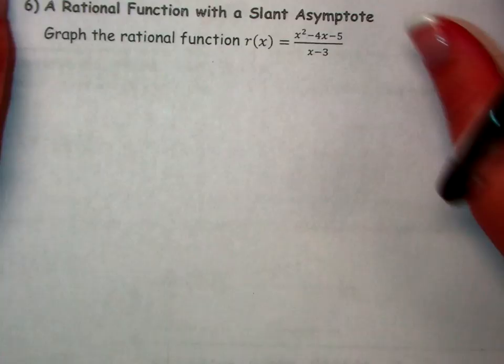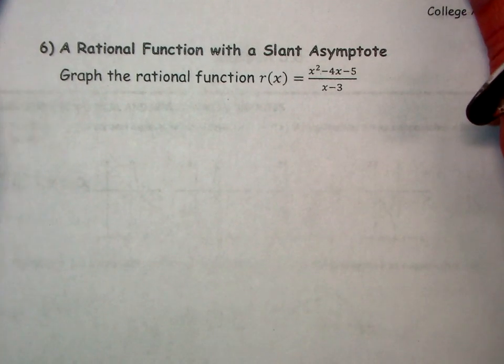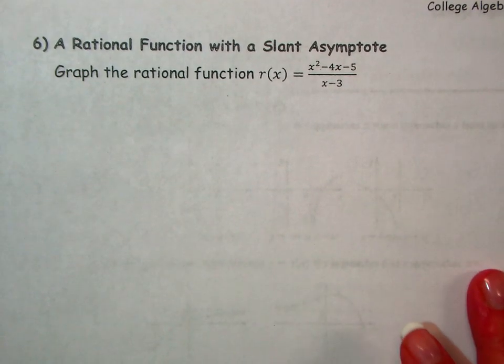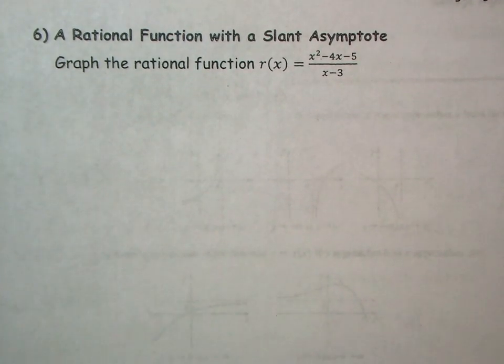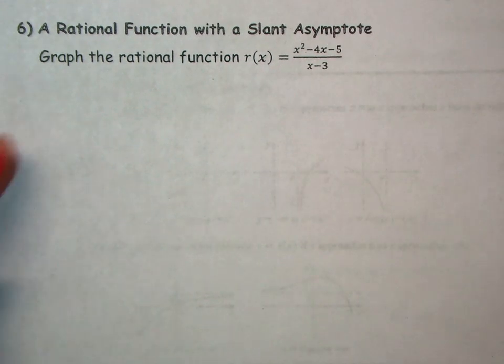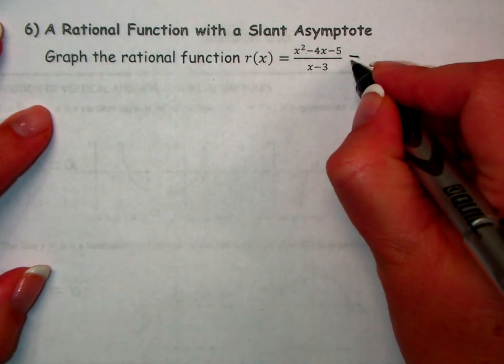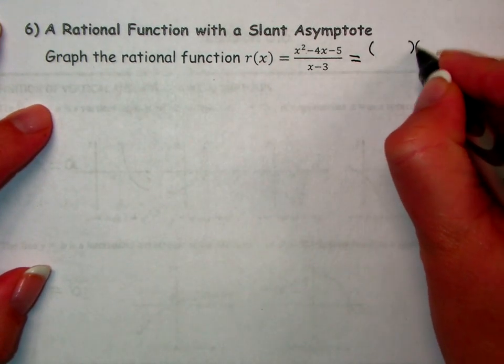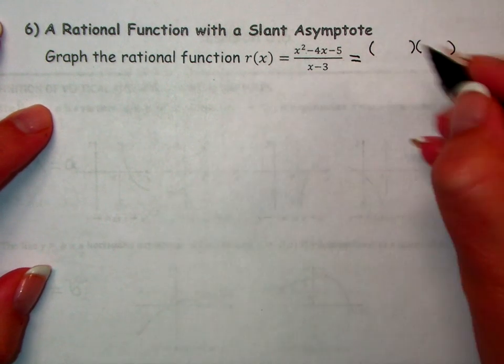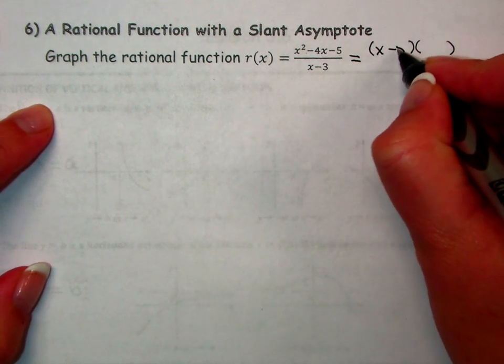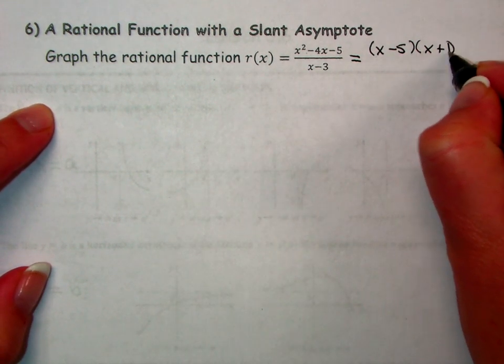All right, so moving on, last one. Okay, a rational function with a slant asymptote. This one's not going to be as weird as b on the other side. Okay, let's go ahead and factor this. The top factors multiplies to -5, adds to -4. So x minus 5, x plus 1.